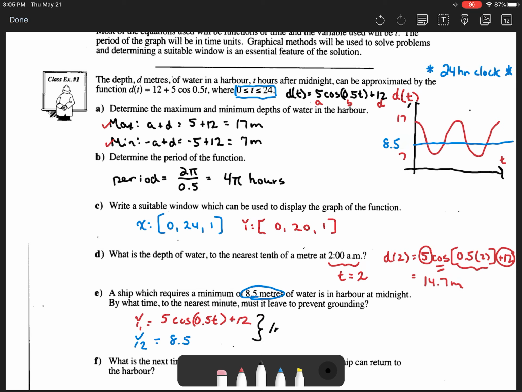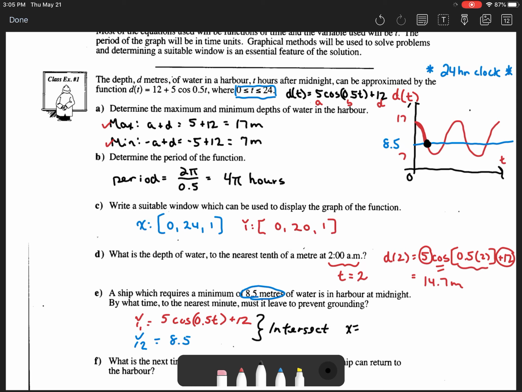And I want to know where they do what? Intersect, right? I want to know where they intersect. That's what I'm interested in this case. So remember that they're saying at midnight, which is at time 0, right? That's where midnight is. And it has to have 8.5 meters of water to prevent grounding. So anything above the blue line is good. Anything below it is not, because there's not enough water. So I have to leave, if I'm talking about this graph, anywhere in here, because this is where the water is above 8.5. So what I'm interested in is this intersection point, and then I want to leave before it.